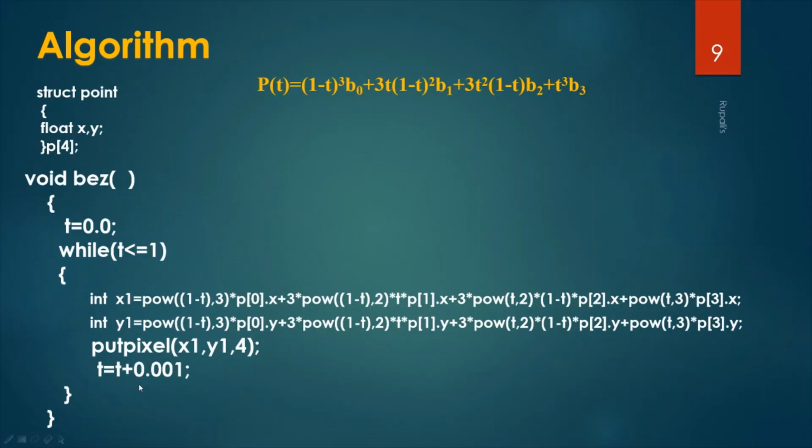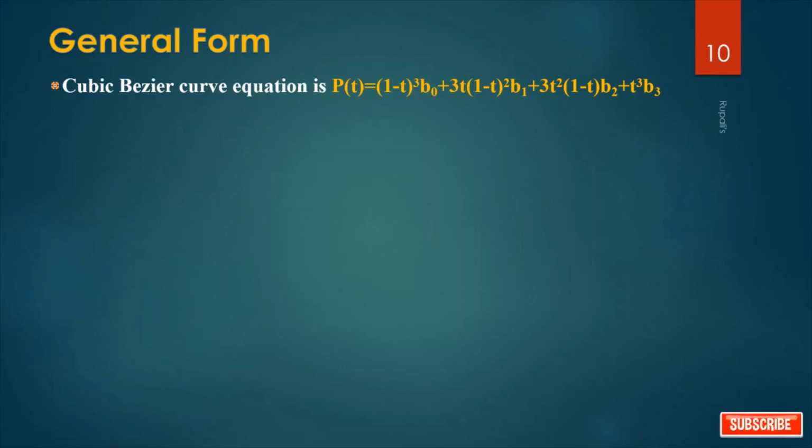Then in this way you get more and more pixels very closely, and you can draw the curve easily, and your curve becomes more accurate because the change of t is very small here. Now the general form of the curve.